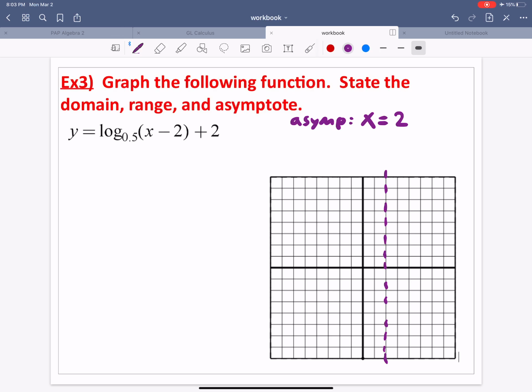First thing I'm going to do is take this 2 and move it to the other side using subtraction. So I've got y minus 2 equals log base 0.5 of (x minus 2).